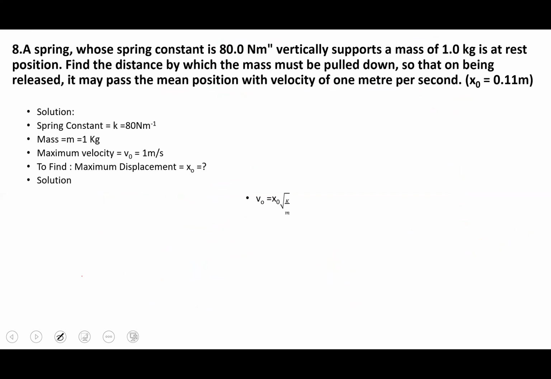We have the formula that v naught is equal to x naught under root k over m. Let us put in the values. It will be 1 is equal to x naught, where 1 is the velocity v, and the value of k was 80 divided by 1, which was the mass, under root. So 1 is equal to x naught into 8.944. Taking 8.944 to the other side, x naught is equal to 1 divided by 8.944, and our answer will be 0.11 meters, and that is the place where the velocity will be equal to 1 meter per second.